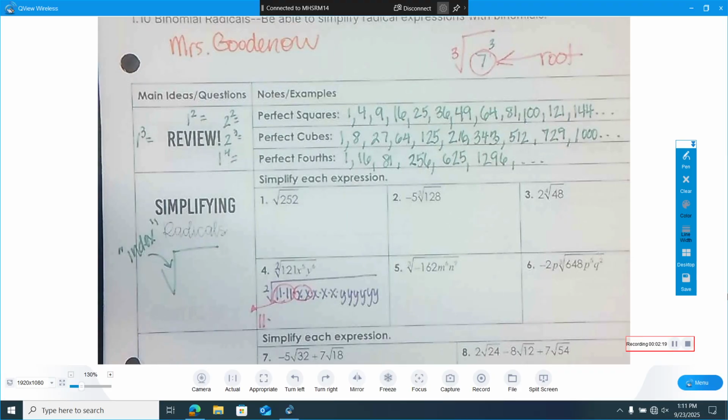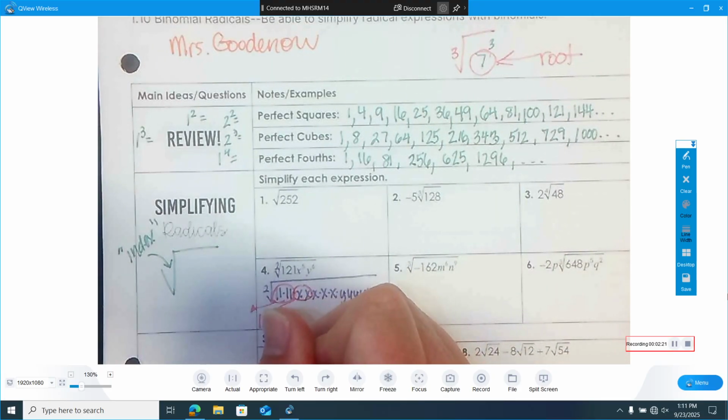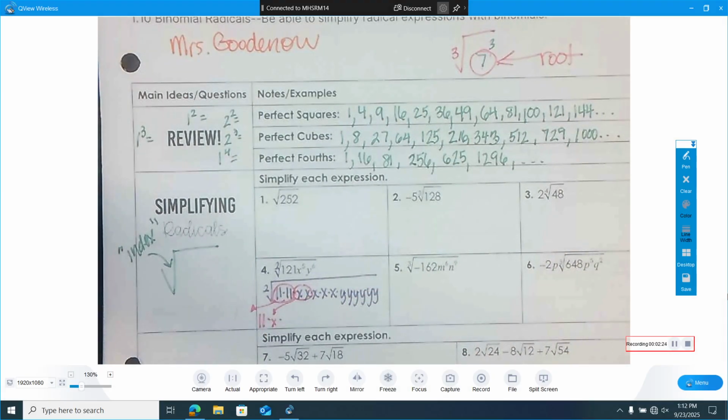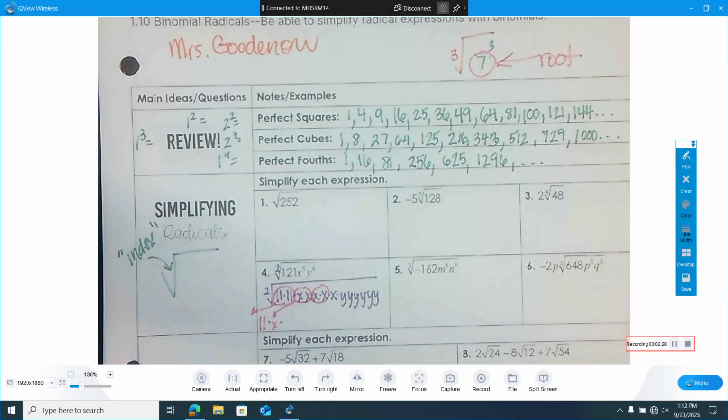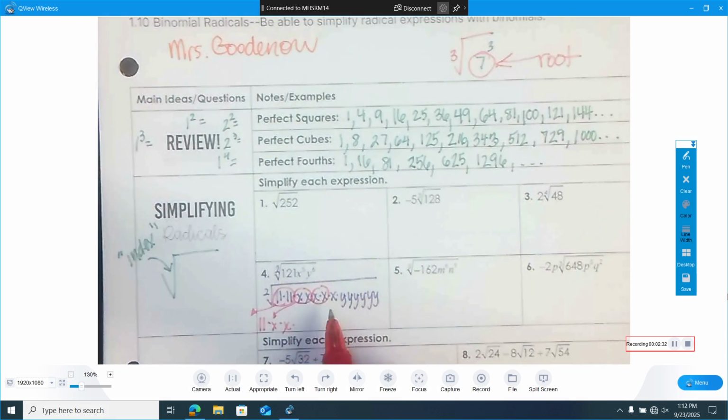What happens when I get a group? One escapes the radical. You love that, right? And then here I have another group of 2 x's, and so what happens? One escapes. What happens to this guy? He doesn't escape. No, he has to stay behind.